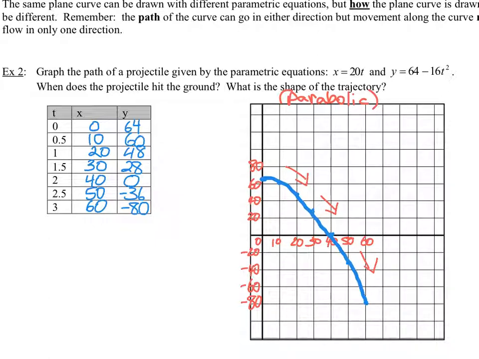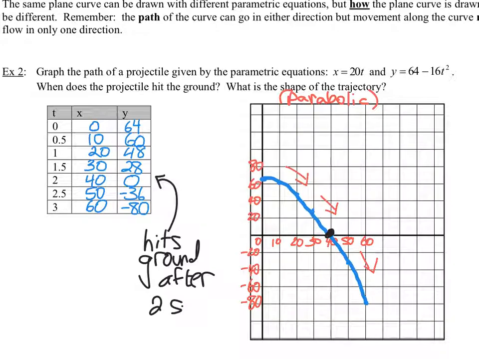When does the projectile hit the ground? If you're just looking at the graph, you're looking at specifically this location here. So it hits the ground after 2 seconds, because it said when. It could have asked something like how far away was it when it hit the ground, but that's more of a pre-calc question. Actually, who am I kidding? This is all pre-calc anyway.